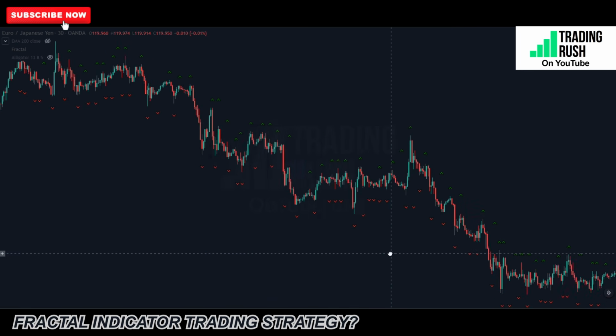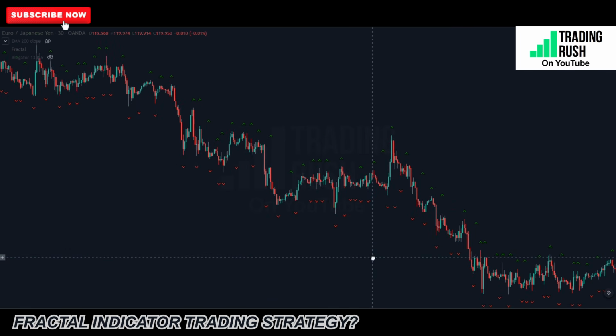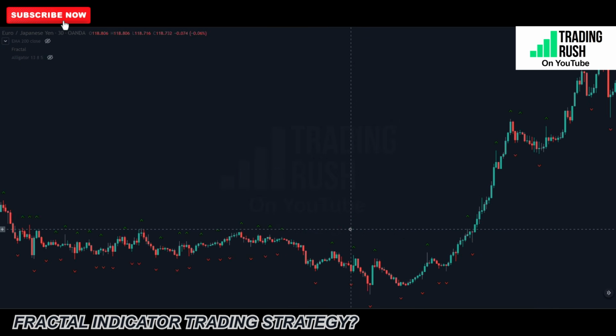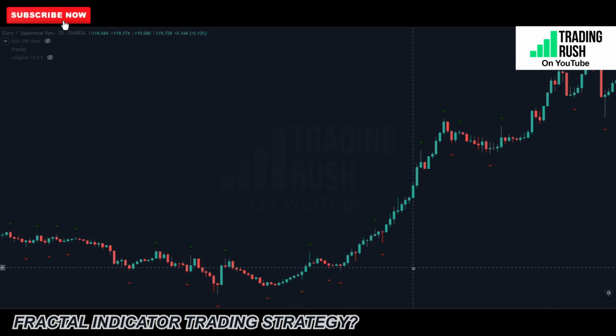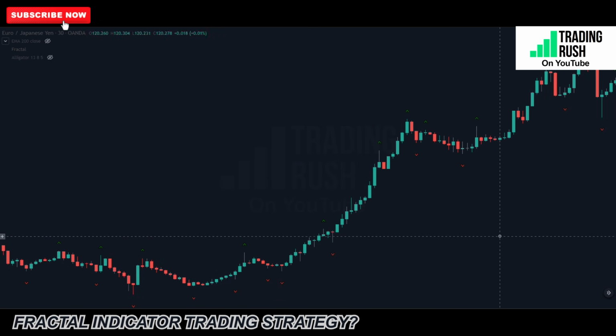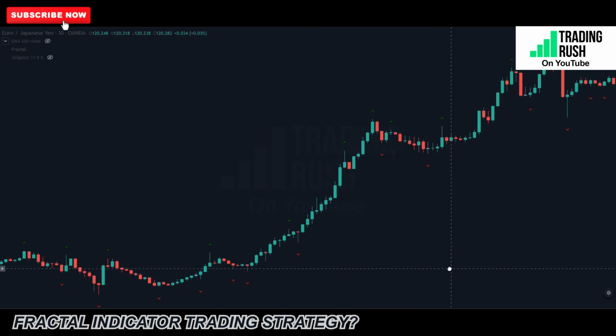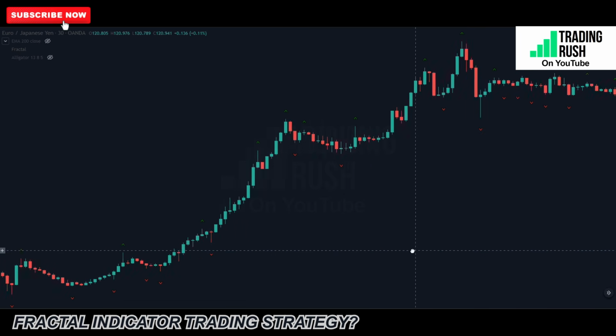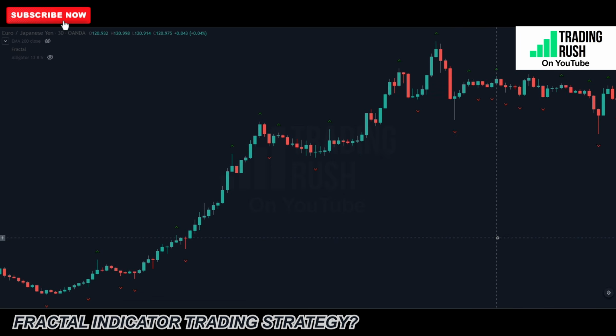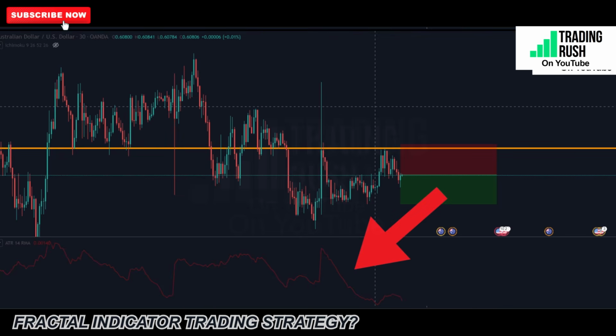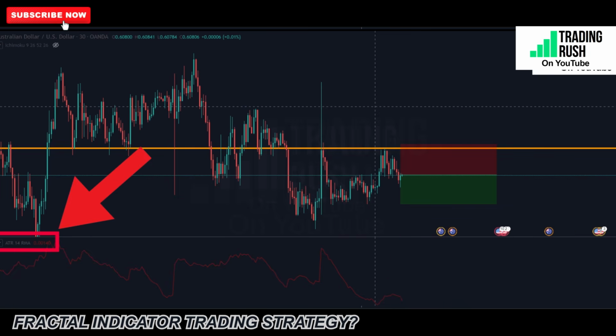Since fractal is saying that the candle that has an arrow above or below it is important, in a long setup, you can set your stop loss below the candle that has the arrow. And in a short setup, you can set your stop loss above the candle that has the arrow. Furthermore, to take price volatility into consideration, you could use the ATR stop loss. I have already made a video on how to use the ATR indicator to set the stop loss properly. Check it out if you want.